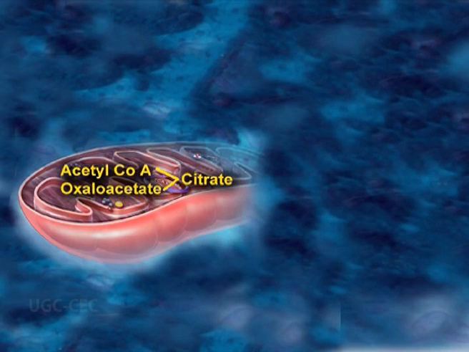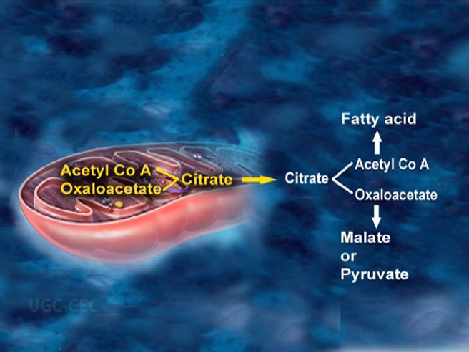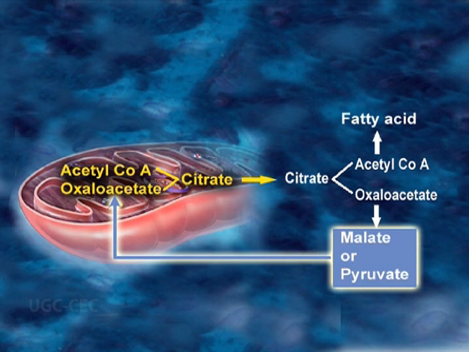Inside the mitochondria, citrate forms from acetyl-CoA and oxaloacetate in the first reaction of the citric acid cycle. In the cytosol, cleavage of citrate catalyzed by citrate lyase regenerates both acetyl-CoA and oxaloacetate. This oxaloacetate leads to malate or pyruvate, either one of which can be transported back into mitochondria.